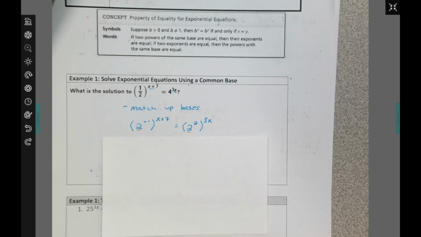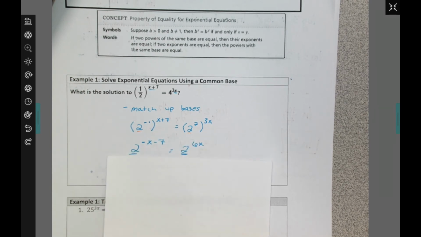From there, we have to do a couple of things. First off, properties of exponents. I know when I have a power raised to a power, okay, so 2 exponents going on, you can go ahead and multiply the numbers out. So my next line is going to turn into 2 to the negative x minus 7, and then 2 times 3x is 6x, so 2 to the 6x. Okay, so our bases are the same.